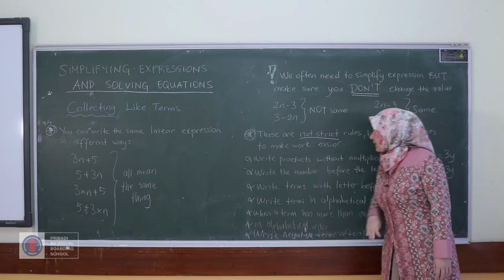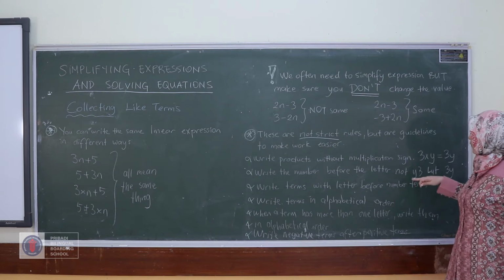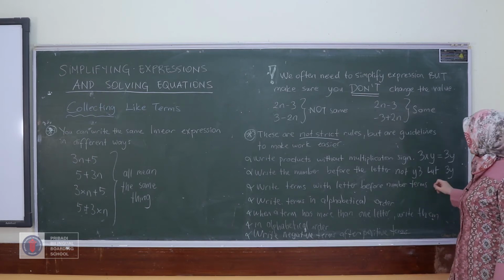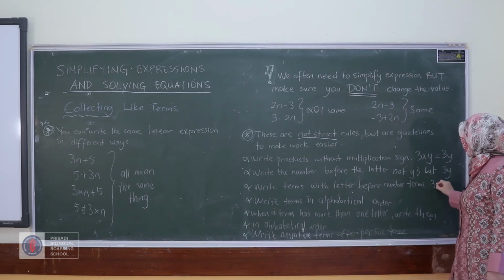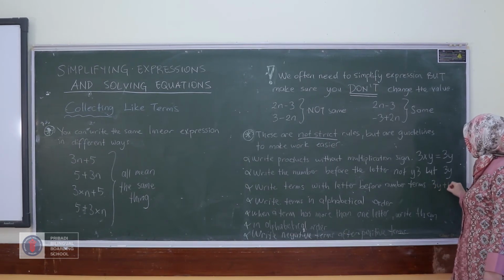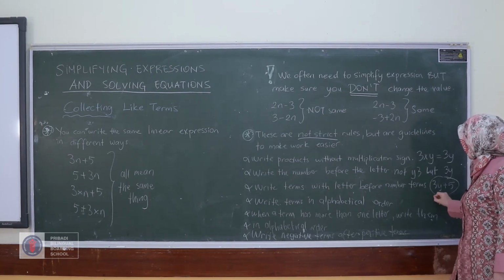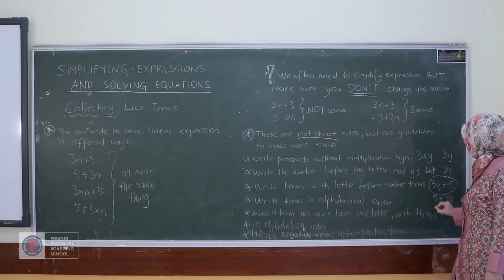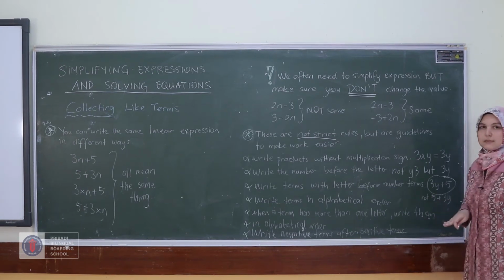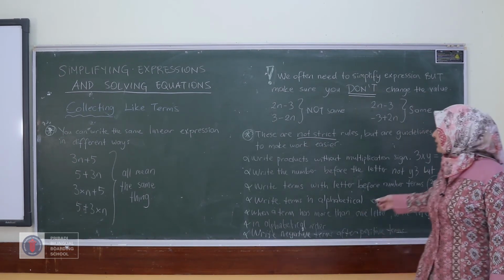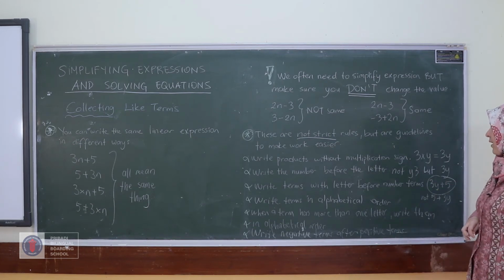And the next one: write terms with the letter before number terms. For example, 3y plus 5, okay, we write 3y plus 5, but we don't write 5 plus 3y. If we write 5 plus 3y, it's still correct, but to make our work easier, we write 3y plus 5, okay.